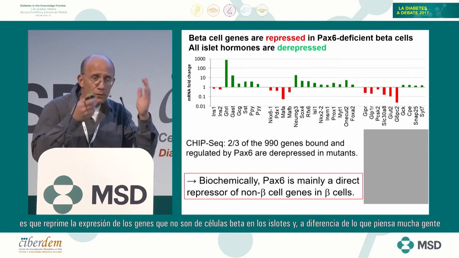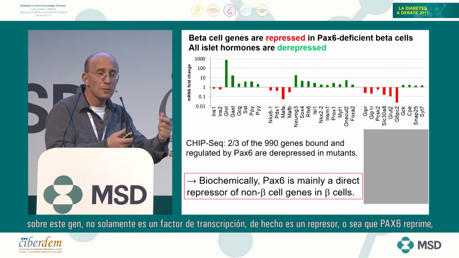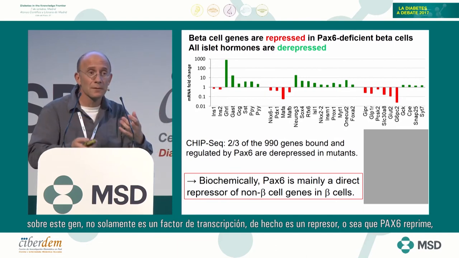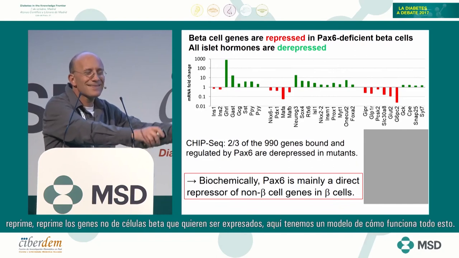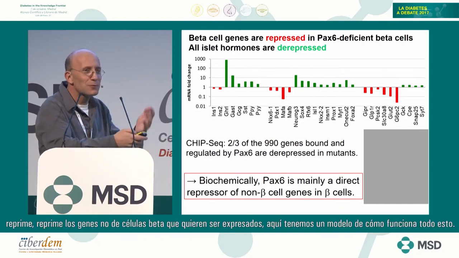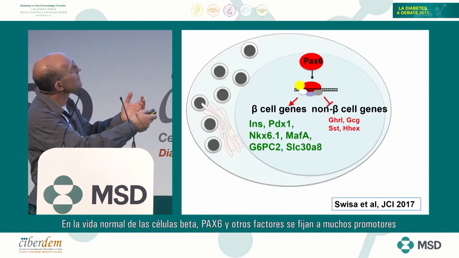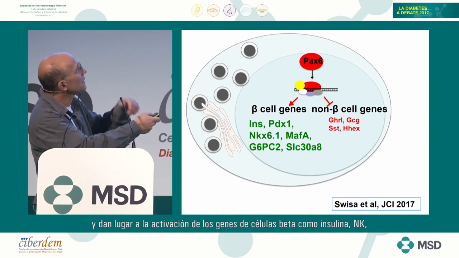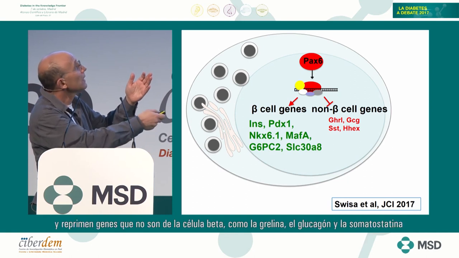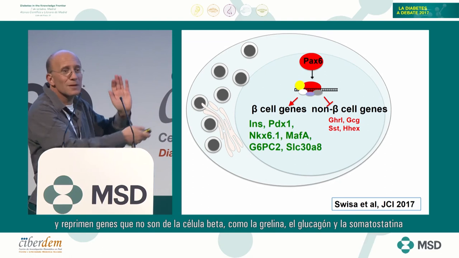Surprisingly and in contrast to what people thought about this gene, it's not just a transcription factor. Actually, more than that, it's a repressor. So PAX6 represses the non-beta cell genes that want to be expressed. So here is a model of how this works. In the normal life of the beta cell, PAX6, together with other factors, will bind to many promoters and lead to activation of beta cell genes like insulin and key transcription factors, and will repress non-beta cell genes such as ghrelin, glucagon, somatostatin.